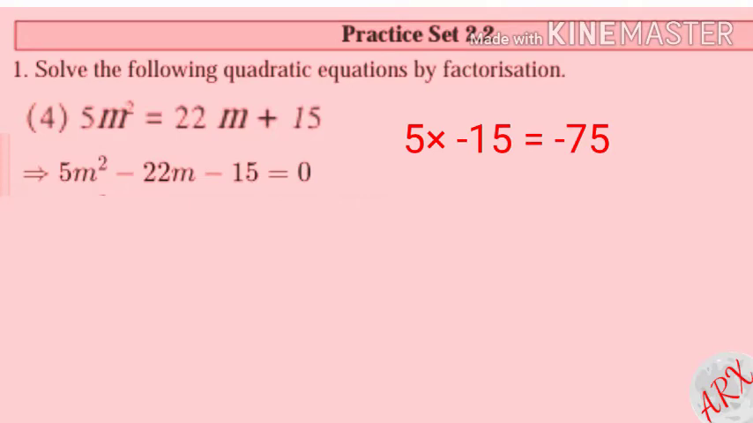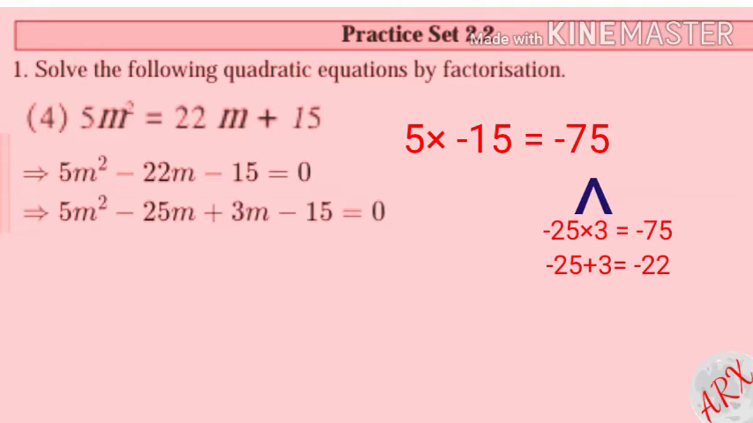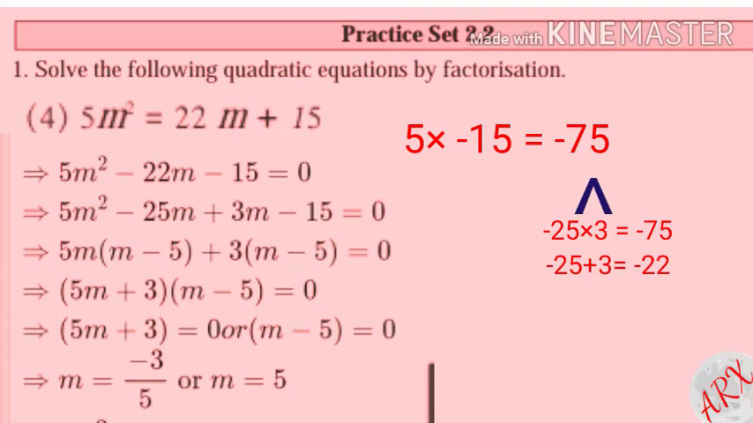So 5 into minus 15 will be minus 75. Factors we will take minus 25 and 3. Minus 25 into 3 equal to minus 75 and minus 25 plus 3 equal to minus 22. Therefore the equation will be 5m square minus 25m plus 3m minus 15 equal to 0. Again, after solving we will get m equal to 5 or m equal to minus 3 by 5.